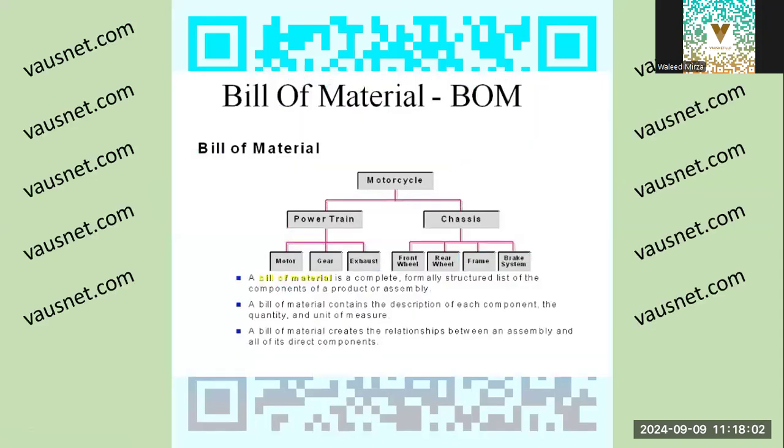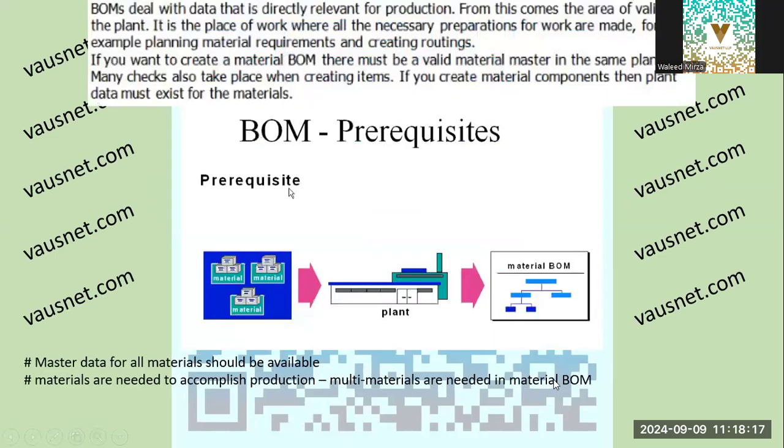Okay, today we discuss bills of material. Bills of material is a complete list of components that tells what is needed to build a motorcycle. Now, for a material BOM, for a stock BOM, we need a material and a plant before we can make a bills of material.